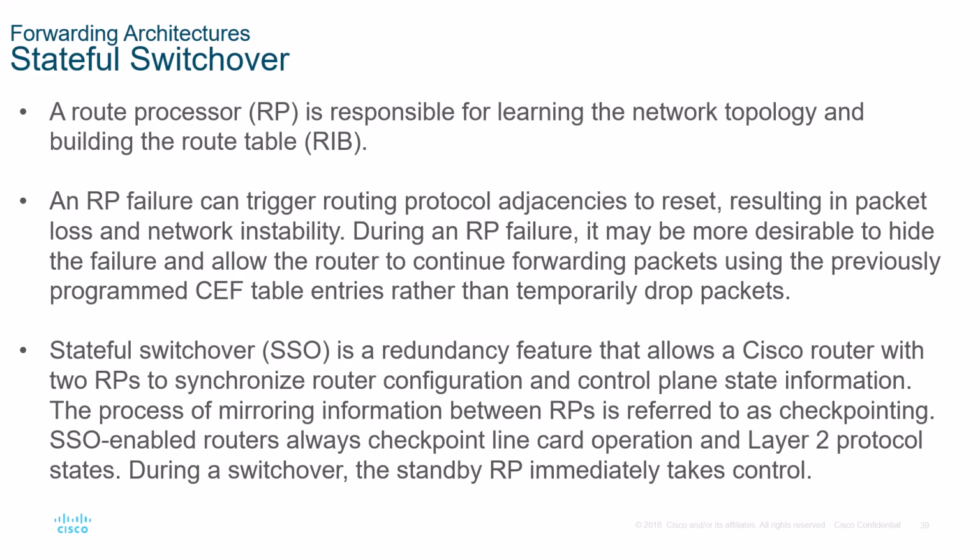It's a redundancy feature that allows Cisco routers with two RPs to synchronize their route configuration and control planes, so that there is a process of mirroring information between both RPs. It's preferred and is used as a checkpoint, so SSO-enabled routers have the ability to have two. If one fails, the other one can kick on. During a switchover, the standby RP will immediately take control if the primary RP is encountering any issues.